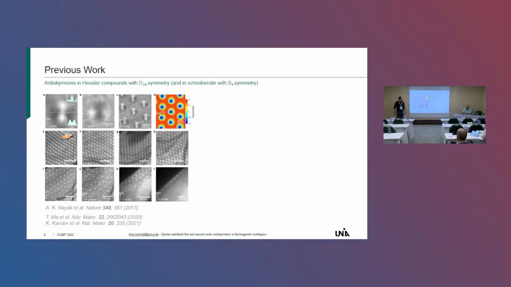So let's get on with some previous work on skyrmions and antiskyrmions. There has been a lot of research on skyrmions. Obviously, the research kind of exploded after they were found, but not so much on antiskyrmions. Antiskyrmions have been stabilized in these Heusler compounds with their symmetry of D2d. You can see here some atom pictures of these spin entities, which are really well aligned in that lattice.